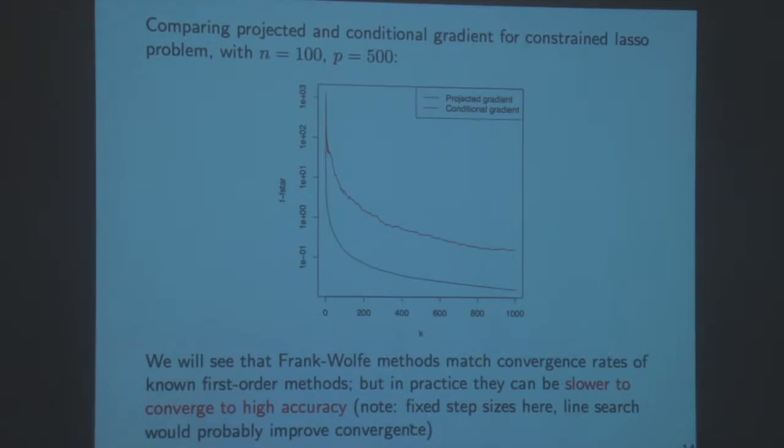An important caveat is that I used fixed step sizes here: gamma equals 2 over k plus 1. Line search would have helped. But I also used a fixed step size for projected gradient. In my experience, if you give them both the ability to do backtracking, the same rough comparison still holds.